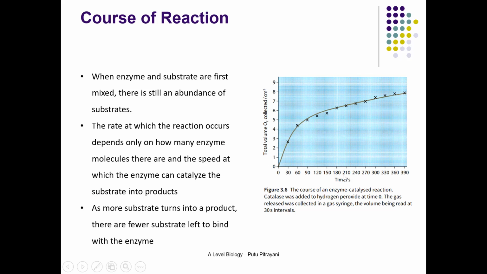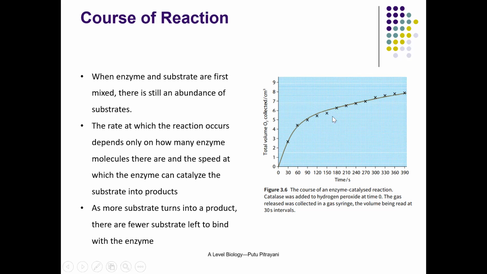As you can see, they can measure it by using a gas syringe, and the volume of the oxygen can be read at every 30-second interval. Then, from the first 0 seconds until 90 seconds, the slope of the curve is very high. It is very steep. And after that, the steepness of the curve keeps decreasing until the end, so the longer the time, the more the steepness of the graph decreases.